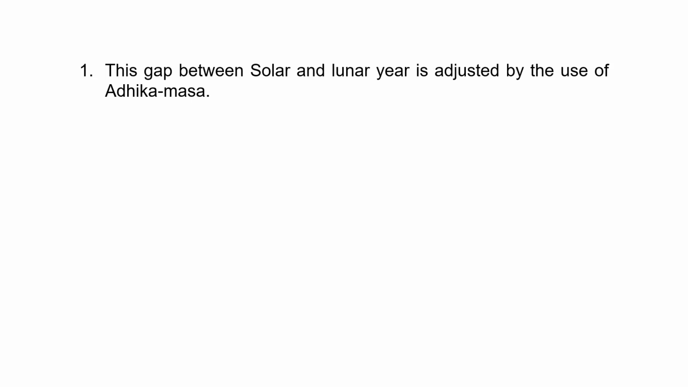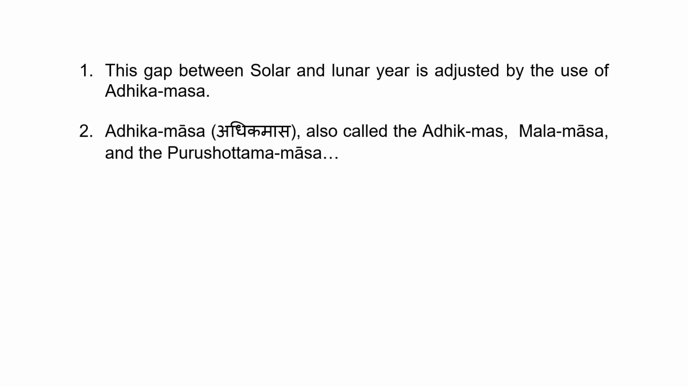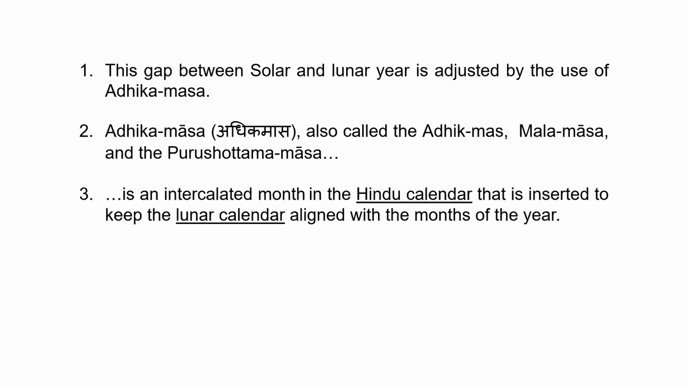But let's get back to our Indian lunisolar calendar. Now, this gap between the solar and the lunar year is adjusted by the use of Adhika-masa, as we just described. On an average, it would be inserted every 2.7 years. Keep that in mind. This Adhika-masa is also called Malamas or Purushottam-masa. Now, those are just by convention. This Adhika-masa is an intercalated month in the Hindu Luni-solar calendar that is inserted to keep the lunar calendar aligned with the months of the year.